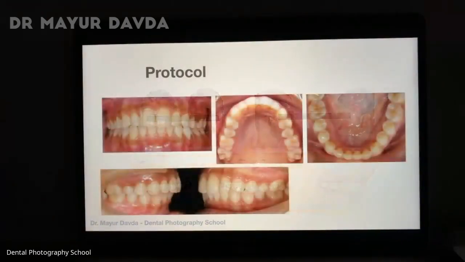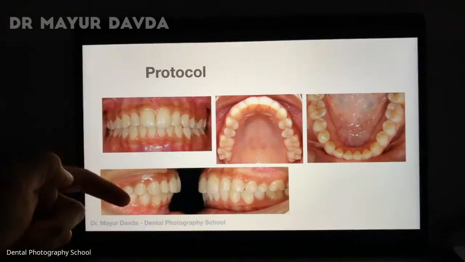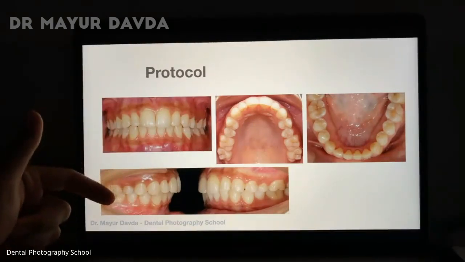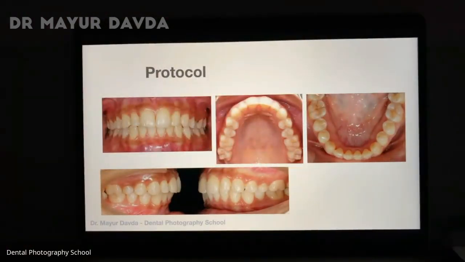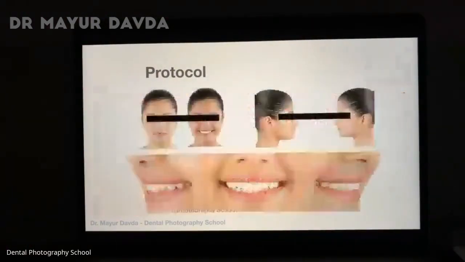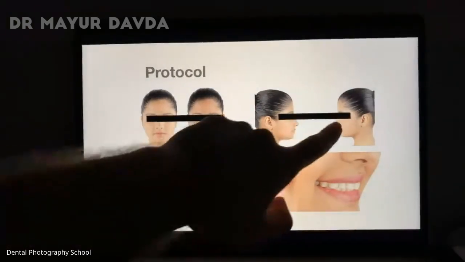And in intraoral protocol, you have maximum intercuspation positions, molar relationship of both the sides, and full arch occlusal images, that's maxillary as well as mandibular. So let us see how many pictures that is. So 1, 2, 3, 4.